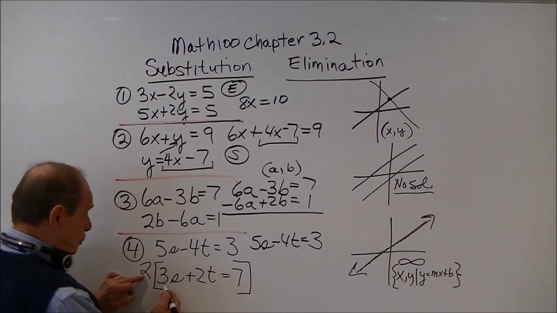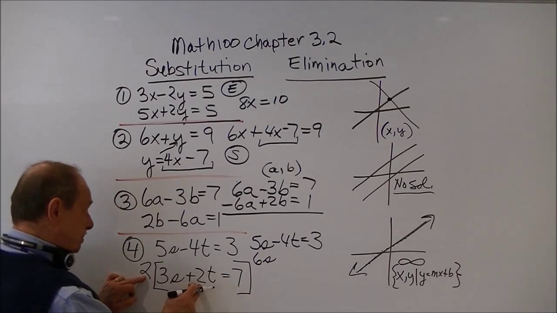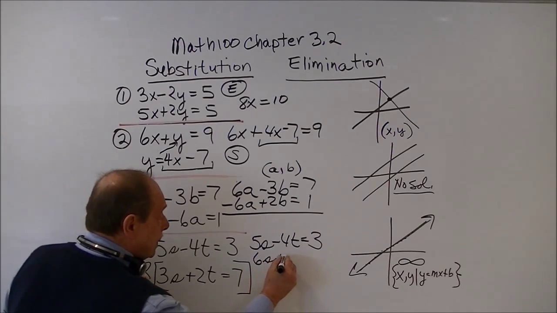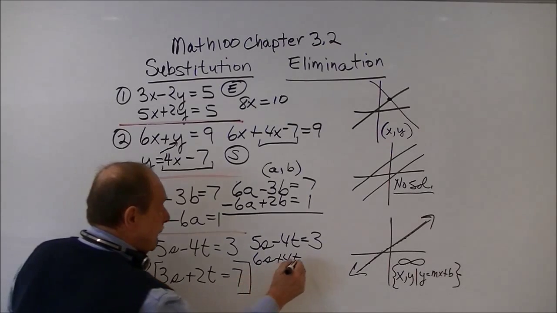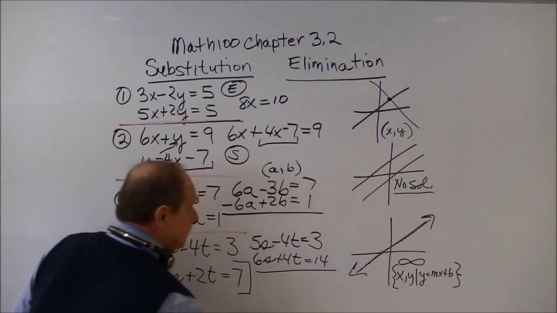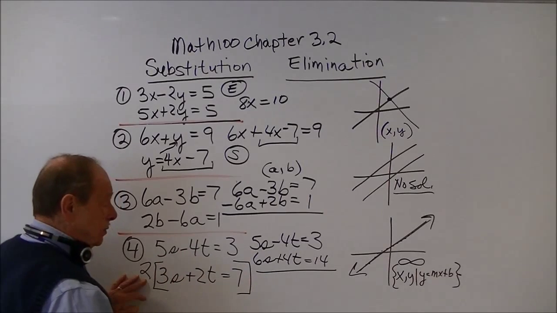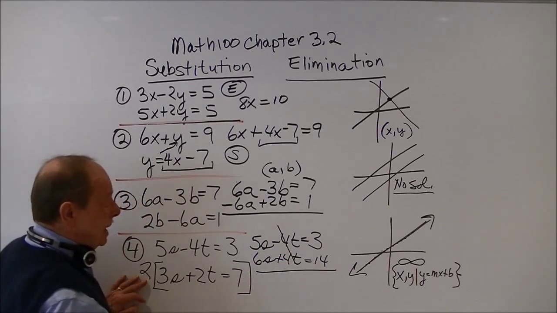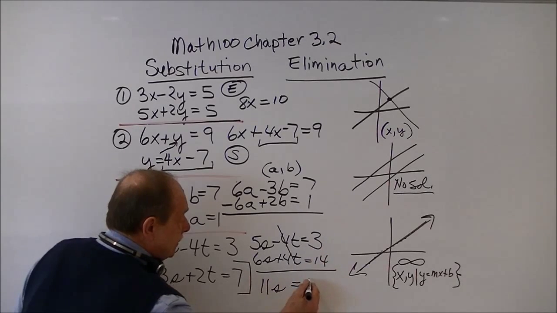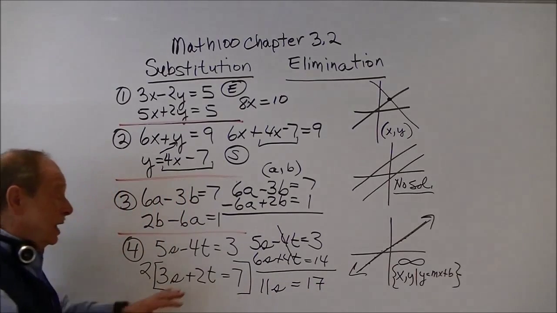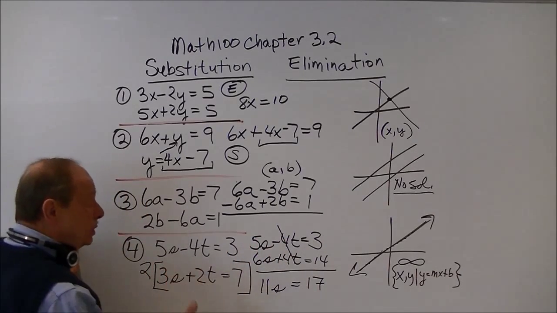So by multiplying this by 2, I get here 6s. Multiplying this by 2, I get a positive 4t, and that's what I was looking for. And then I have to multiply this by 2, and I get 14. So now I have changed this second equation. I've made it an equivalent equation, but now the t's cancel out. And I end up with 11s equals 17. Now we're not asked to solve this one, but we're just asked what method would you use?